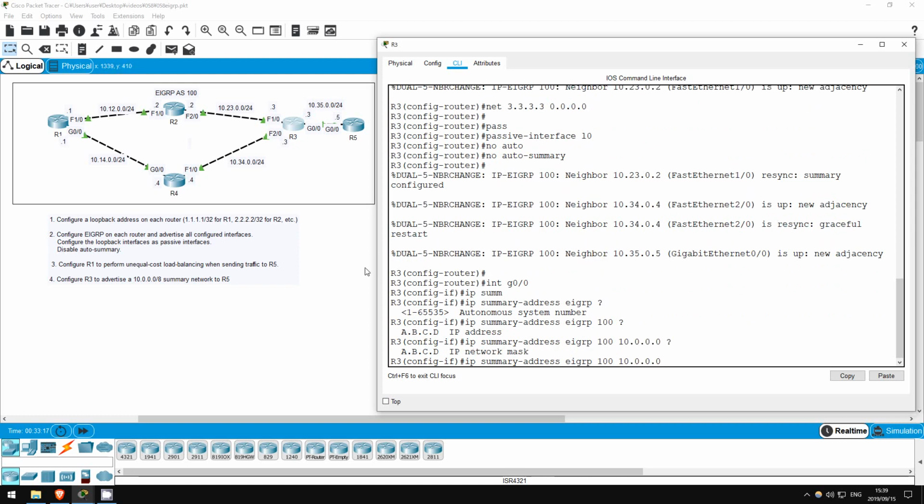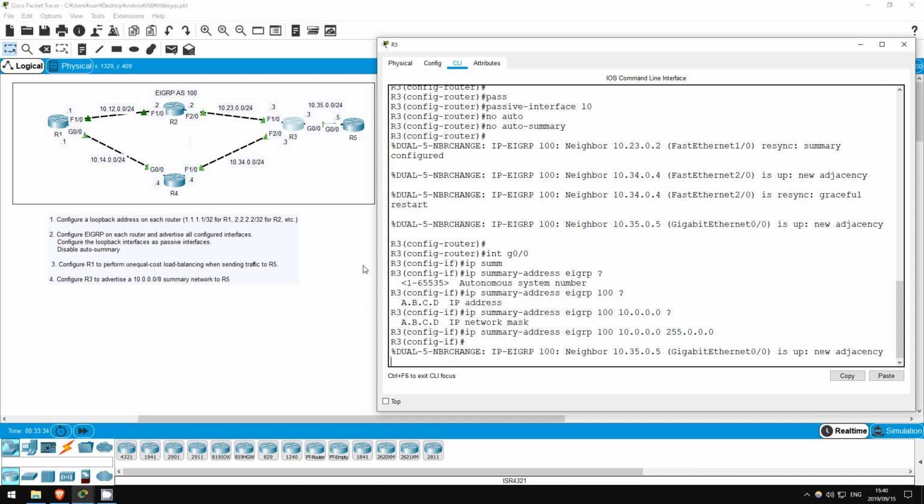Much like with OSPF summarization, EIGRP summarization uses a normal network mask, not a wildcard mask, unlike the network command, which does use a wildcard mask. So, in this case, 255.0.0.0. Okay, that's all there is to it.